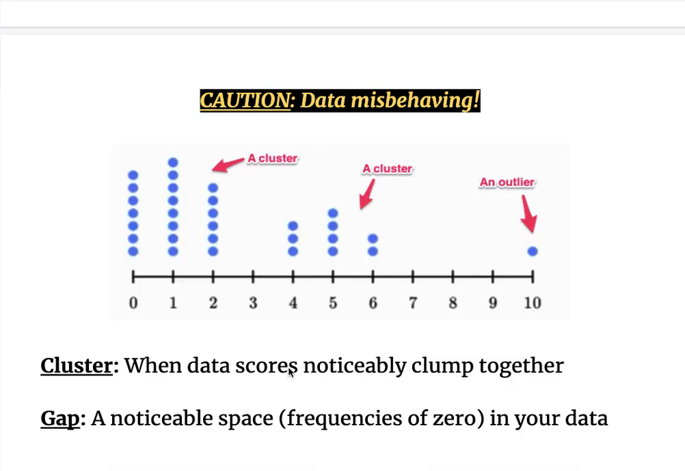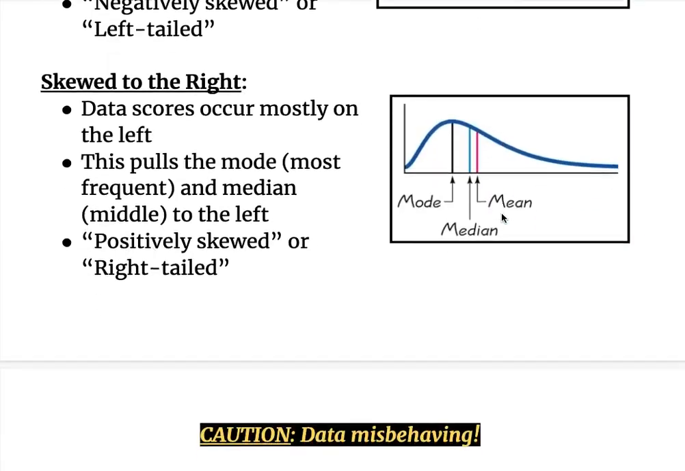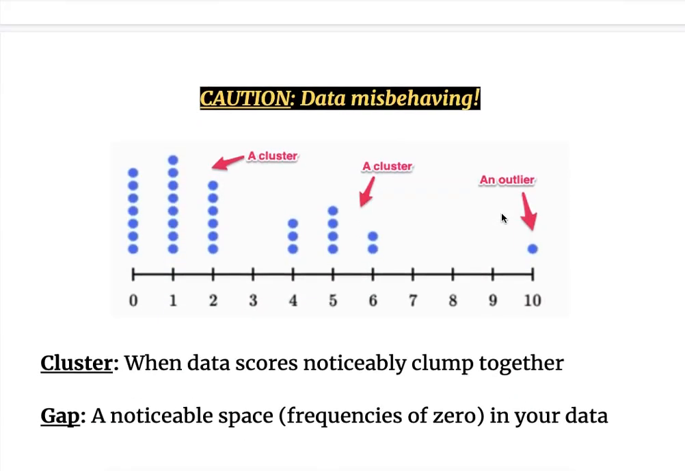A cluster is when data scores noticeably cluster or clump together. Even in a normal distribution, there's going to be a cluster, but in a normal or symmetrical distribution, they're clustered in the middle. So any type of cluster is when you have a noticeable clump together. These are all vocab words, so make sure that they're in your notebook. Here's examples of clusters. They're clumped together.